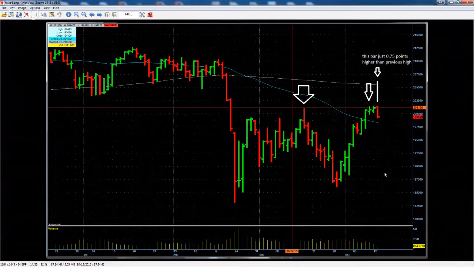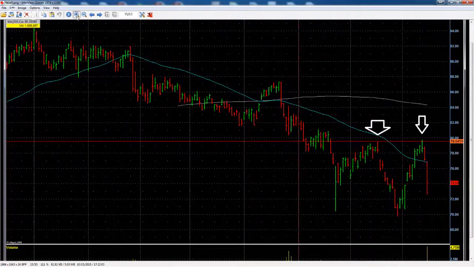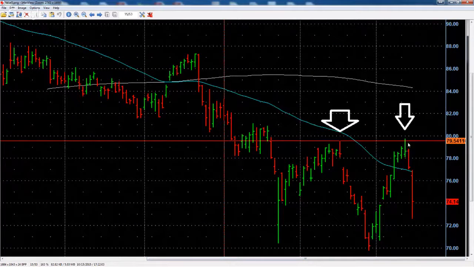It does not really matter what kind of instrument you trade. You're going to trade S&P, NASDAQ, Forex, anything else. That's how it's going to go. You see, another fake. Take a look. Very small fake. But look at this beautiful fake. See, it just went higher by 15 cents. And look at this move.